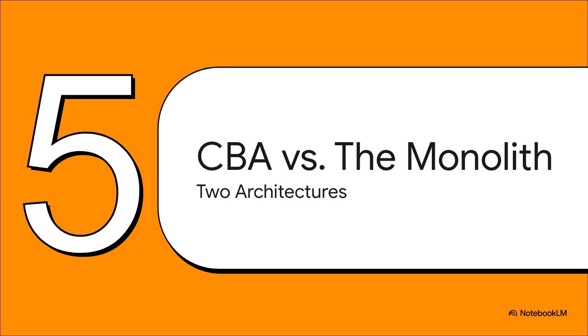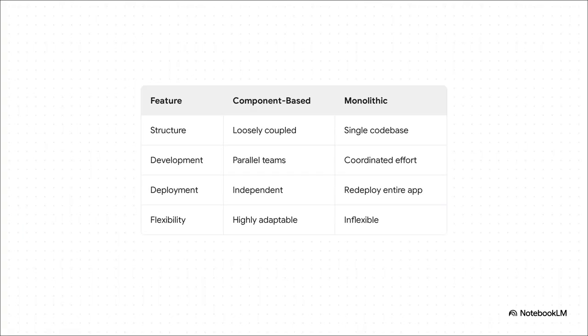To really appreciate the power of CBA, it helps to compare it to the traditional way of building software, the monolith. This is truly a tale of two very, very different architectures. I mean, the contrast here is just stark. A monolith is, well, it's one giant unified codebase where everything is tangled together. But the real kicker is deployment. If you want to change one small feature in a monolith, you often have to redeploy the entire application. With CBA, you just update and redeploy that one single component. That small difference has a massive impact, making development faster, way less risky, and so much more flexible.